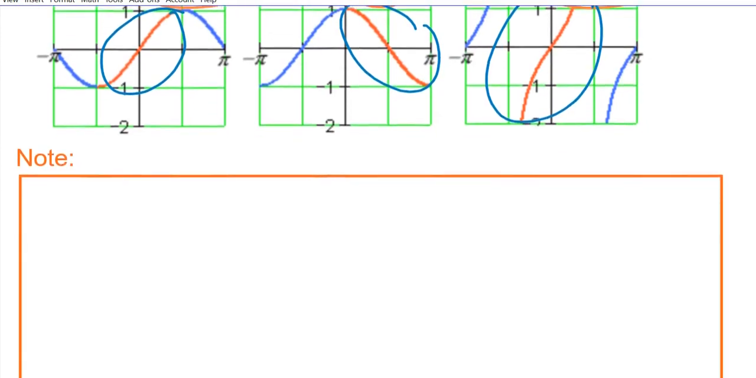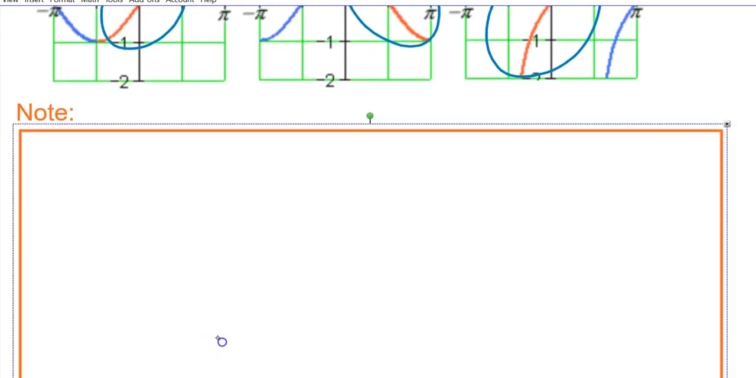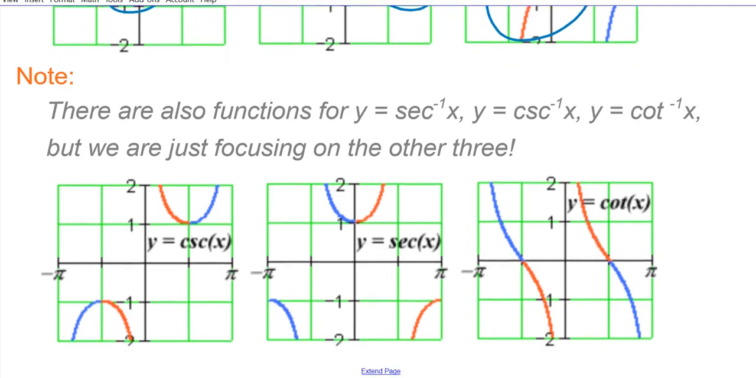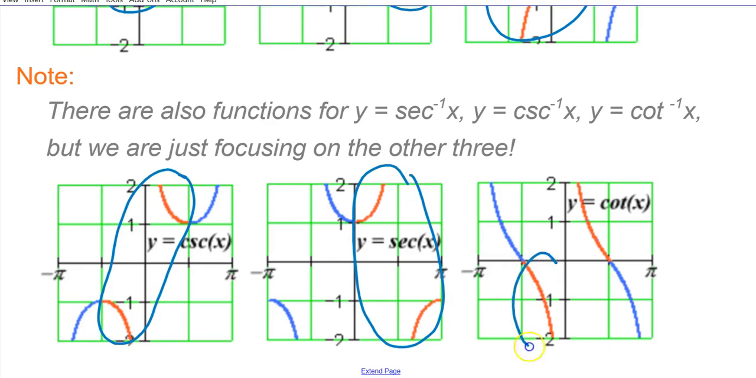What I wanted to say is that you can do the same thing for secant, cosecant, and cotangent and find graphs for inverse secant, inverse cosecant, and inverse cotangent. Here are the regular cosecant, secant, and cotangent graphs. You would take the red piece and reflect it across the line y equals x, and that would give you the inverse. We're not going to focus on those. We're just going to focus on sine, cosine, tangent. So you're not responsible for that. I just wanted you to know that they exist.